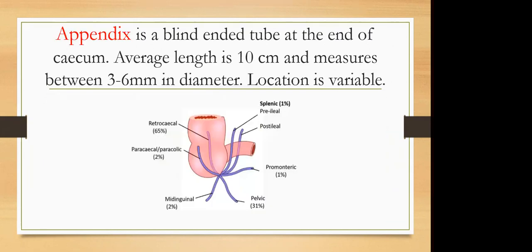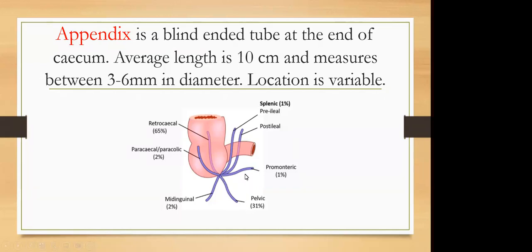So let us just look at the appendix. The appendix is a blind-ended tube at the end of the cecum. The average length is 10 centimeters, and it measures between 3 to 6 millimeters in diameter. The location is variable. As you can see from this diagram, the appendix can be anywhere coming from the base of the cecum. The majority, as you can see here, are retrocecal, 65%, where the appendix points behind the colon. And then some go into the pelvis.